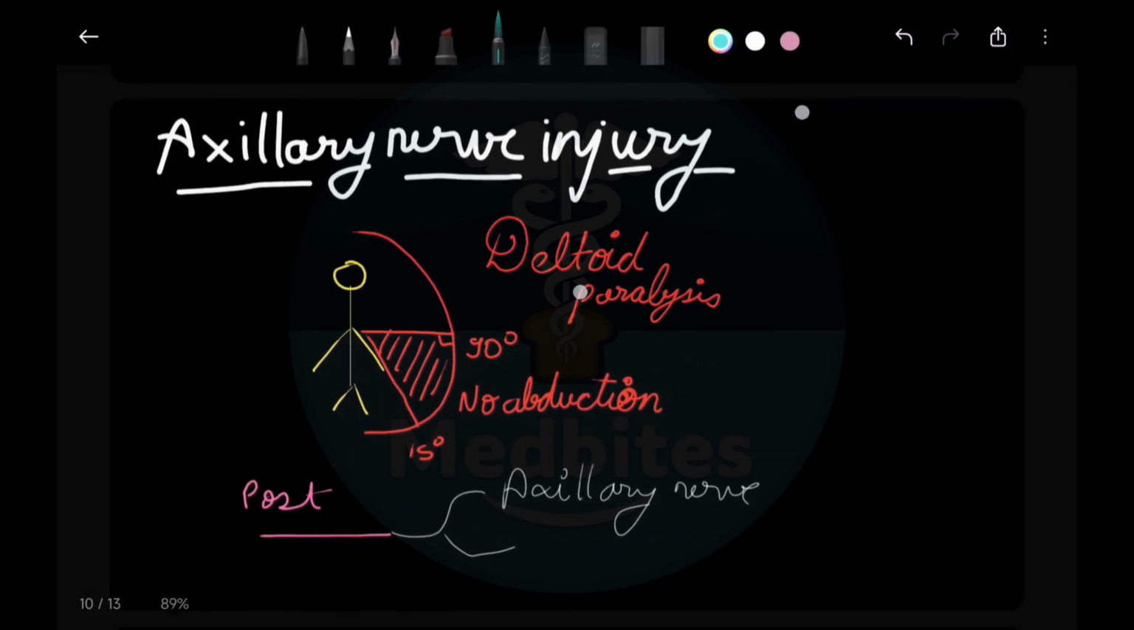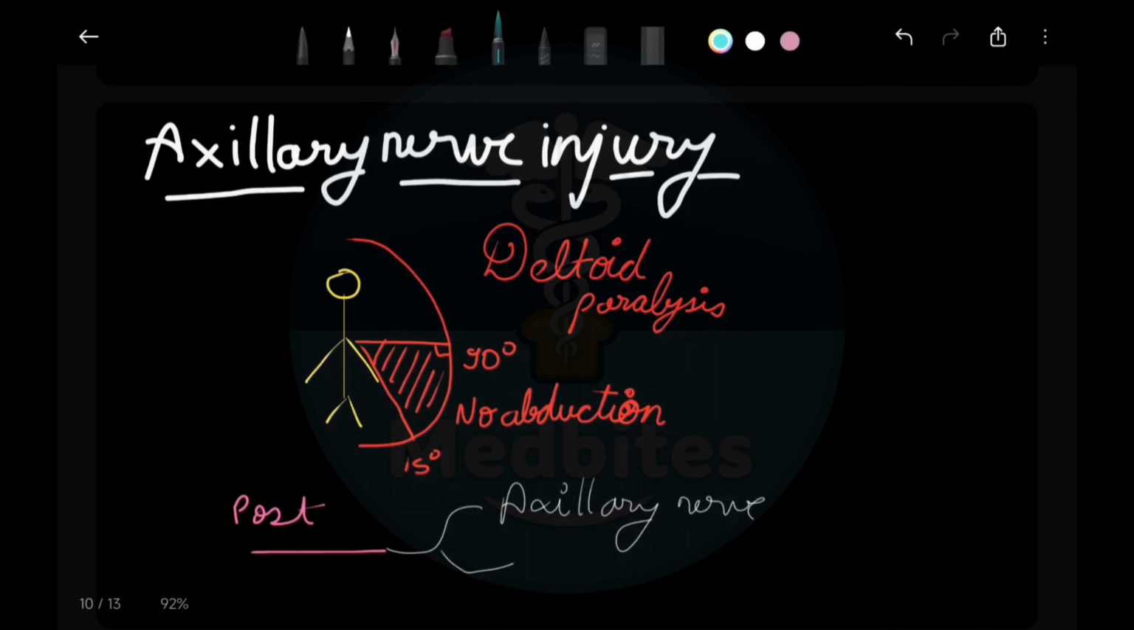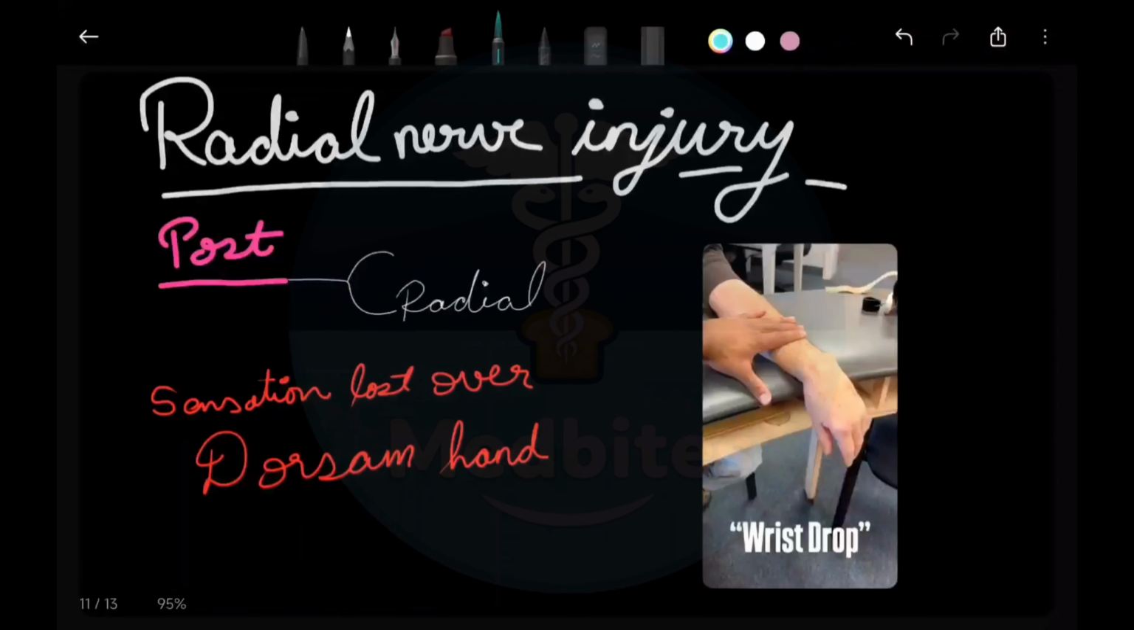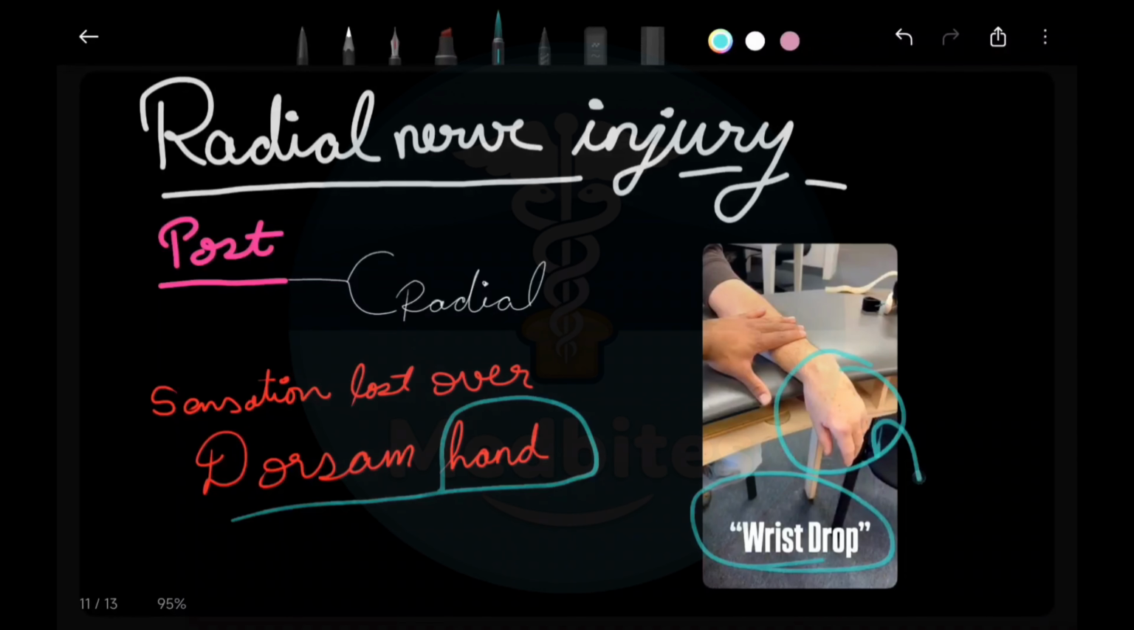The fourth one is the axillary nerve injury. You know the axillary nerve. It is a terminal branch of the posterior cord. In this condition, deltoid paralysis occurs and the person cannot abduct the arm from 15 degrees to 90 degrees. Next we have the radial nerve injury. The radial nerve is also a terminal branch of the posterior cord. Sensation is lost over the dorsum of the hand. This is the classic symptom. It is also known as wrist drop, because in this condition the person cannot support their own wrist.